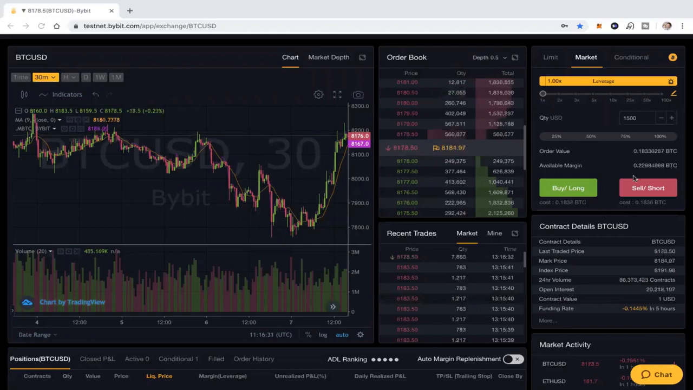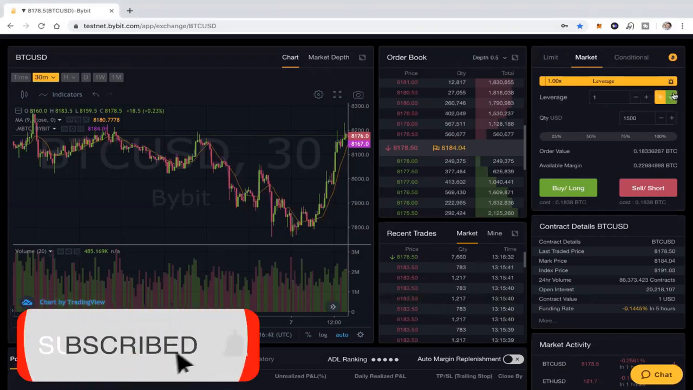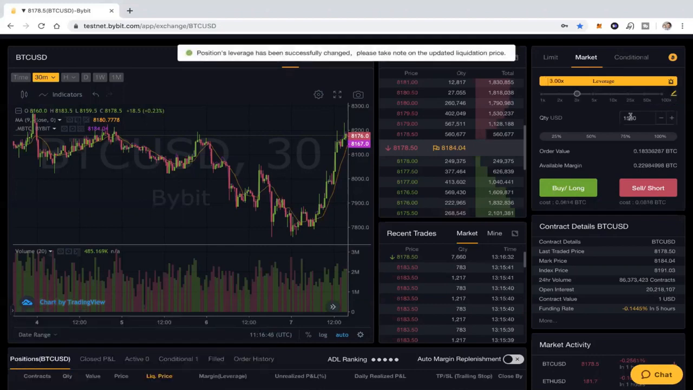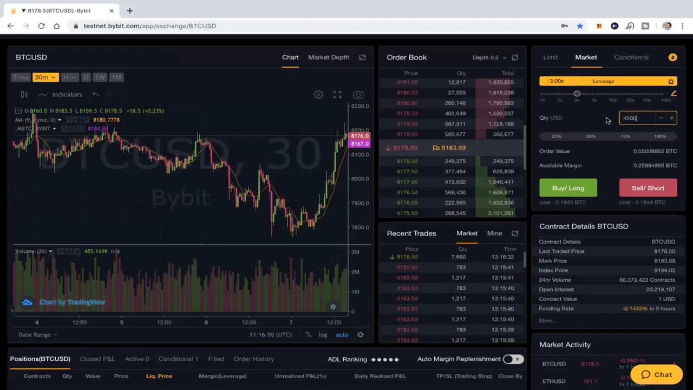I was talking about having a balance of 0.22, of which I'm going to spend 0.18, which is basically trading 1-to-1 for the value of my account. So what I want to do is change this to 3, because I want to get a little bit more value out of the account than what I'm doing right now. That's going to be about 4,500 that I'm going to trade. And you'll see that it changes the cost to 0.18, which is roughly the value of my account, but the order value is going to be 0.55.